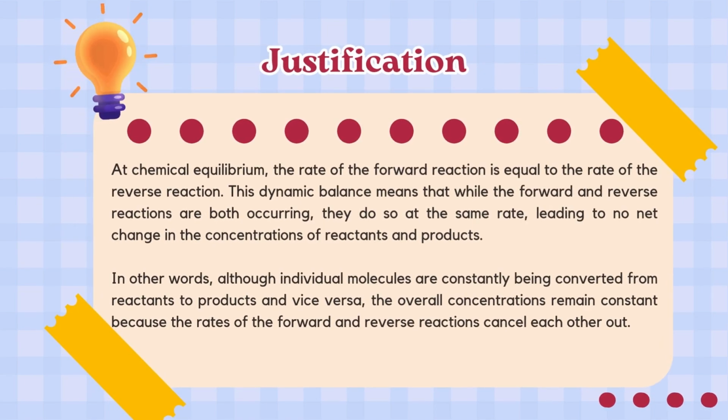At chemical equilibrium, the rate of the forward reaction is equal to the rate of the reverse reaction. This dynamic balance means that while the forward and reverse reactions are both occurring, they do so at the same rate, leading to no net change in the concentrations of reactants and products. In other words, although individual molecules are constantly being converted from reactants to products and vice versa, the overall concentrations remain constant because the rates of the forward and reverse reactions cancel each other out.